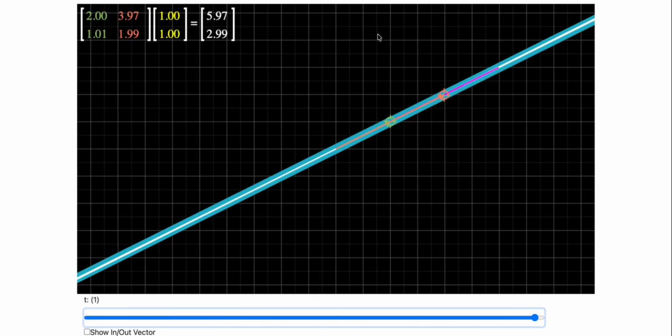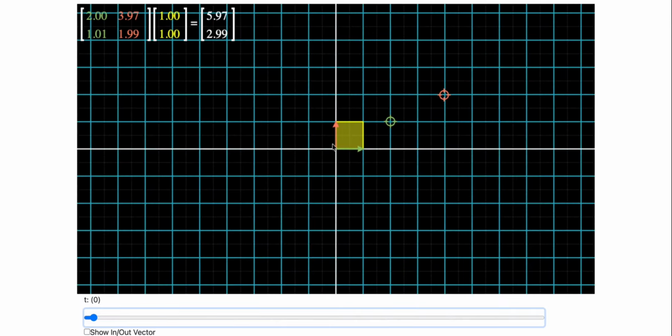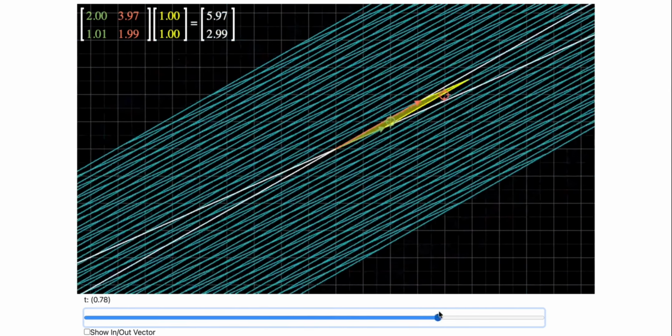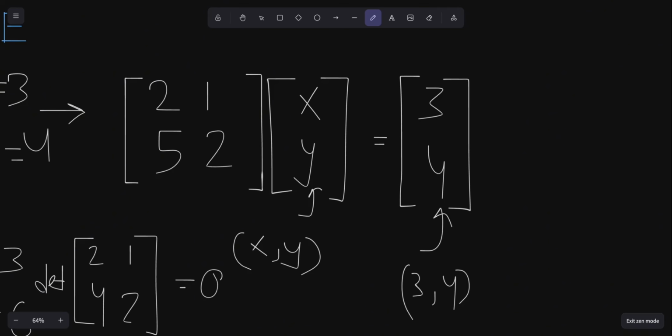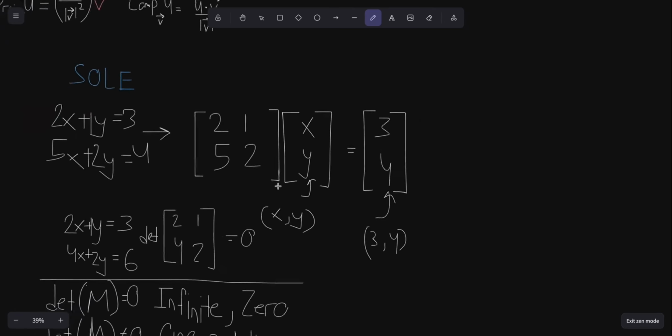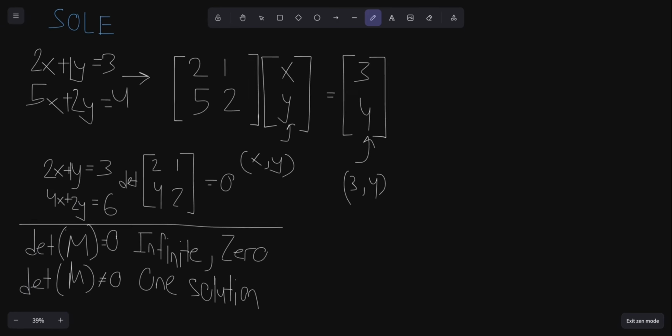And if you're not on the line, then there's going to be no solution, right? Because there's no way that you're able to take an xy coordinate and map it onto a point that's not on the line after you transform this matrix. There's actually another interpretation for system of linear equations.